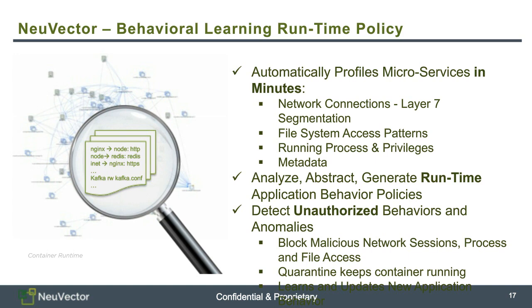We've locked down all the network connections, all the file system access patterns, all the running processes, privileges, metadata, etc. Then any changes from that point on will either be denied or alerted on. So this is a super quick and easy way to set up policies, and this can be in addition to the policies you've already created using policy as code with CRD.